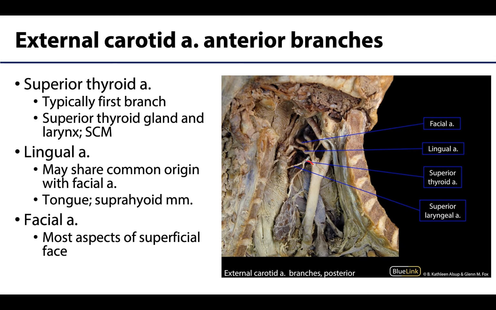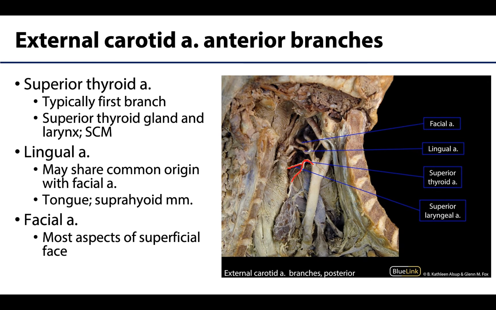This one is typically easier for me to locate just because it's the one that's going to descend rather than ascend or move transversely like most other branches of the external carotid. So you can see it descending here. It will supply the superior portions of the thyroid gland as well as portions of the larynx through the superior laryngeal artery.